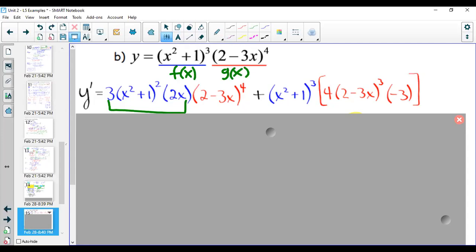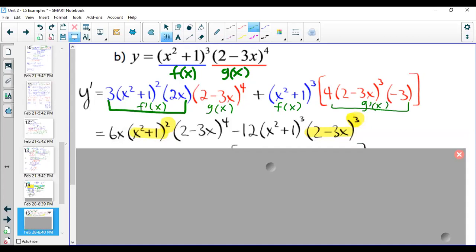So the original g of x, so then this part would be f prime of x. And this entire part would be g prime of x multiplied by my original f of x, whereas this is the original g of x. So you can see there's a product rule, but very clear that in the large expansion parts, we're applying the chain rule.